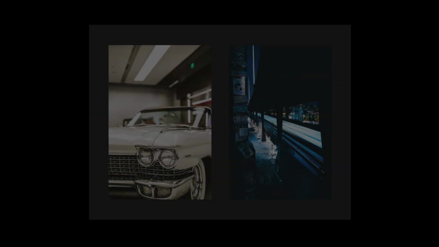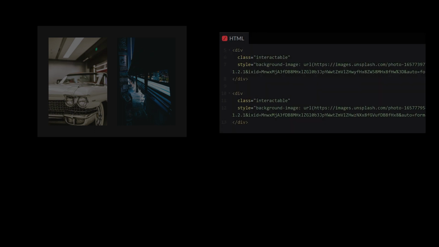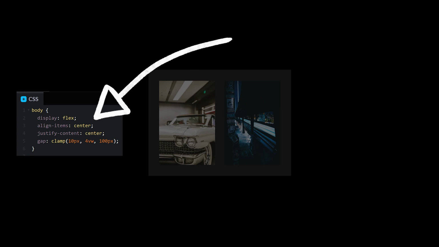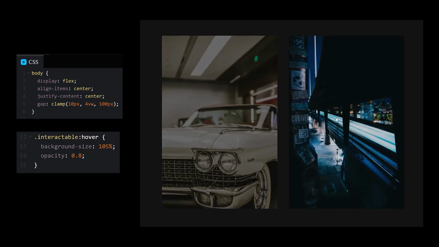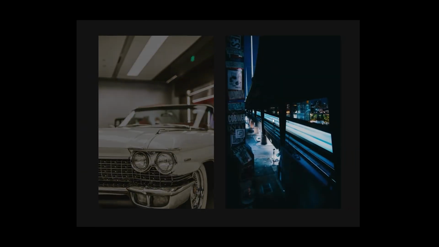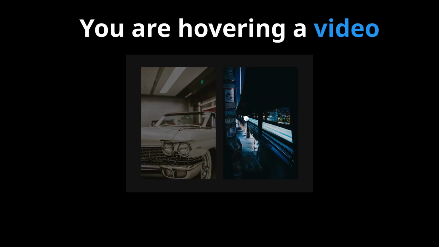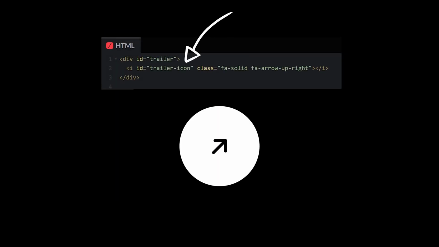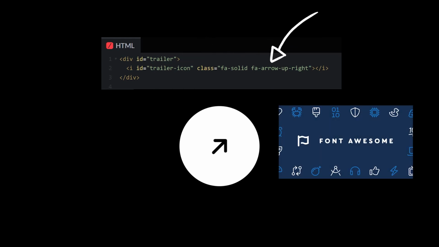To better demonstrate what's happening, why don't we first add some content that we can interact with? How about a couple of divs with background images sourced from Unsplash? We'll center them on the screen and give them a neat effect on hover so we can tell when they're being interacted with. What we'd ideally like to happen is for our trailer to give us some information about the type of content we're hovering over. We can achieve this in the form of an icon at its center. Let's add an icon element inside of our trailer and default it to an upward pointing arrow sourced from Font Awesome.